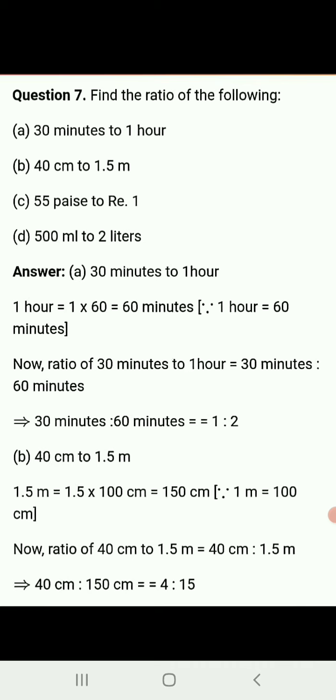Question B, 40 centimeter to 1.5 meter. So centimeter is there, meter is there. So we need to convert this meter into centimeter. 1 meter is equal to how many centimeter? 100 centimeter. So 1.5 meter is equal to 1.5 into 100, that is 150 centimeter. Now how does the answer come? 40 centimeter is to 150 centimeter. So on cancelling, you get 4 by 15, that can be written as 4:15.